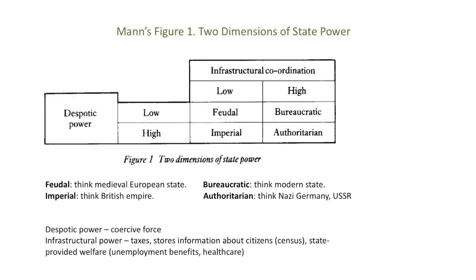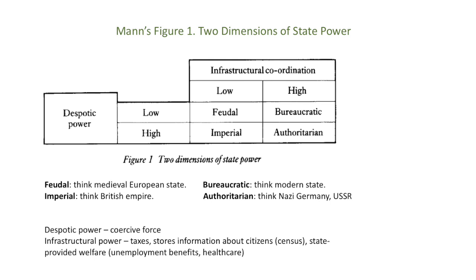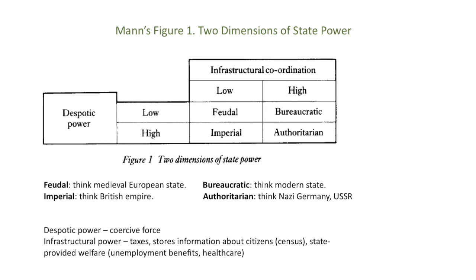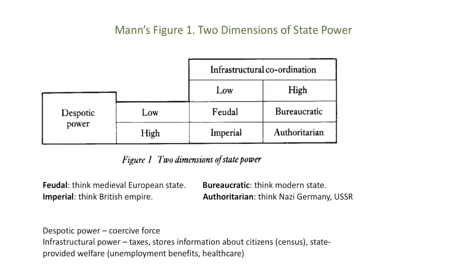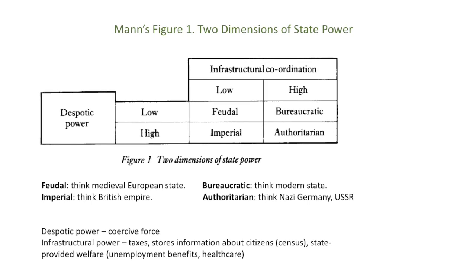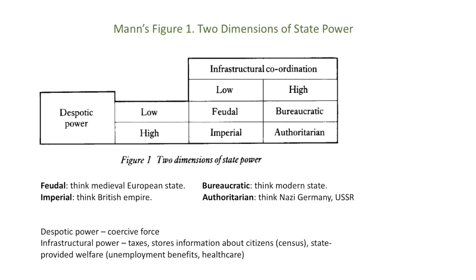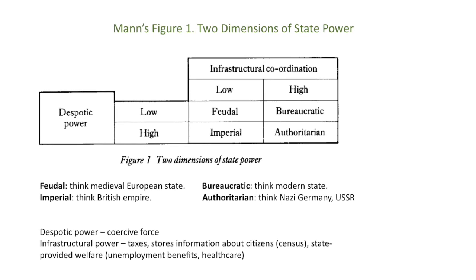Just to get us prepared for next week, there can be different types of political entities. So this is a model of the power and dimensions of state power. It can be despotic or infrastructural. So despotic power is like coercive force, and then infrastructural power is the ability for states to levy taxes against you, store information about citizens in the census, to still reach you, aside from beating you up.